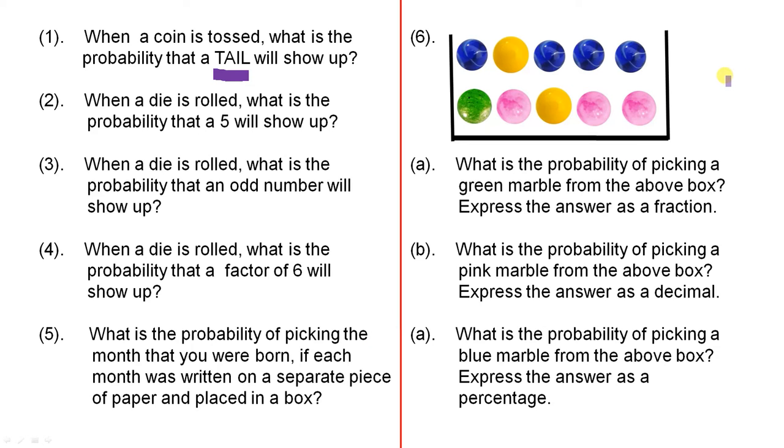Number 6. Here we have a box and we have all these marbles here. So just to make sure you know the colours, we've got blue marbles, yellow marbles, green and pink. And there are 3 parts to the question. What is the probability of picking a green marble from the above box? Express the answer as a fraction.